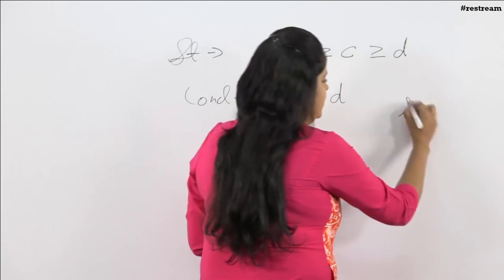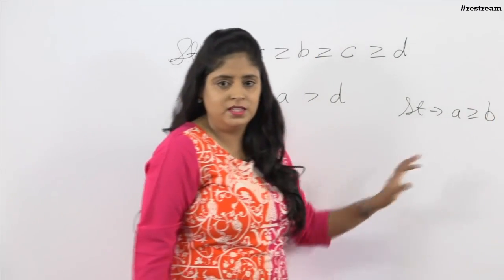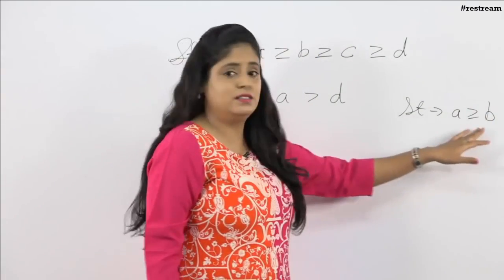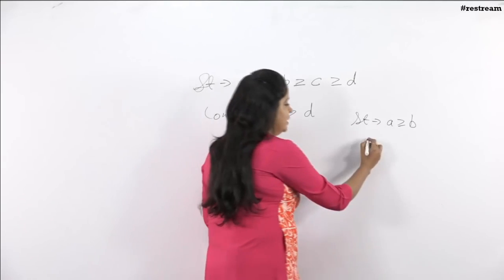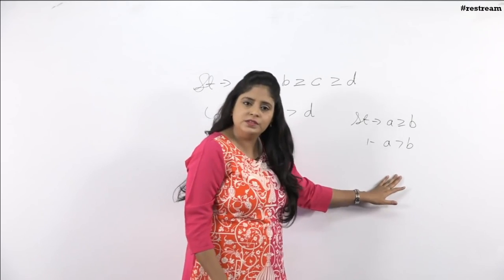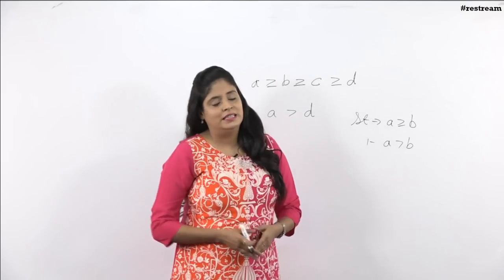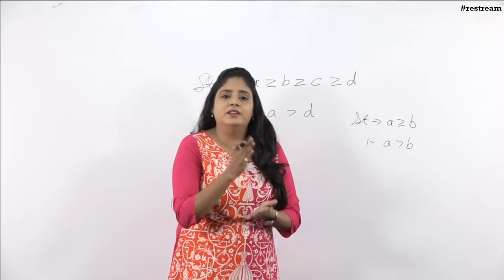Let's take a different example. If I say A is greater or equal to B, this is my statement. Further, the conclusion asks me A is greater than B. Are you in favor of this conclusion? Is this conclusion correct? No. This is incomplete information.